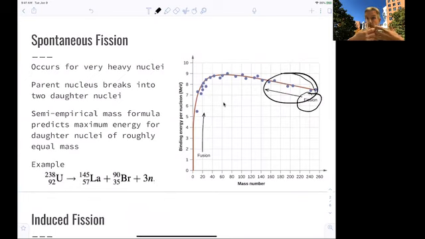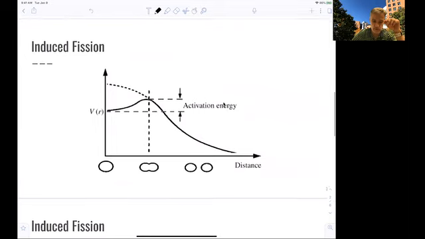But what can happen spontaneously is that the parent nucleus simply breaks up into daughter nuclei and maybe some additional neutrons. One example is the decay of uranium-238. One can also induce fission.